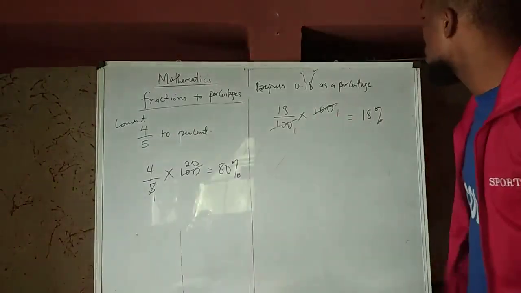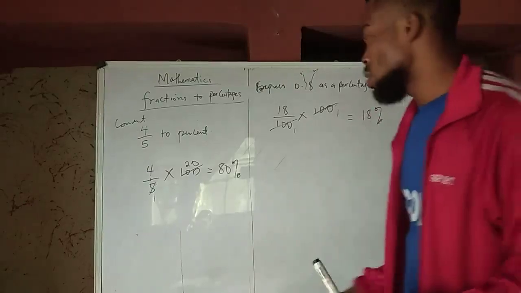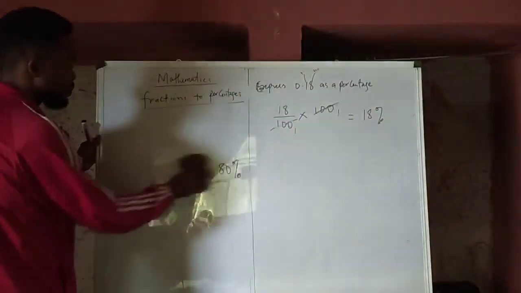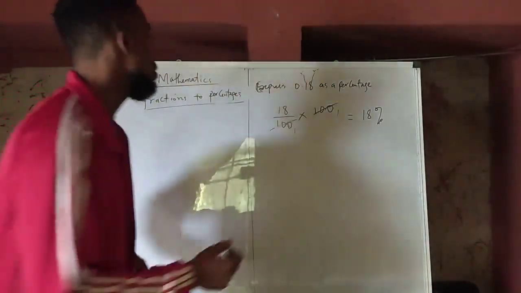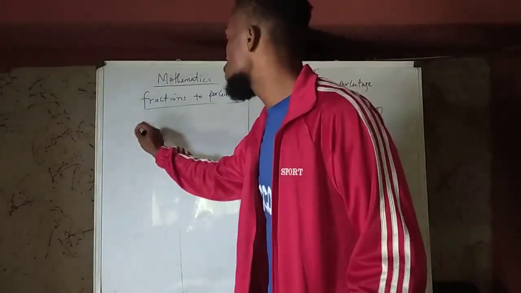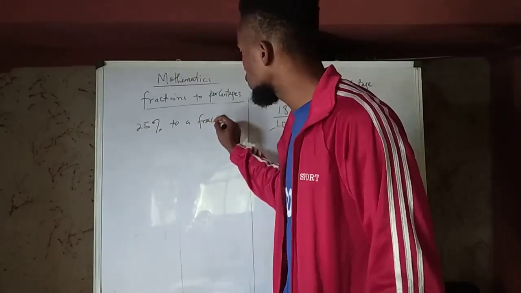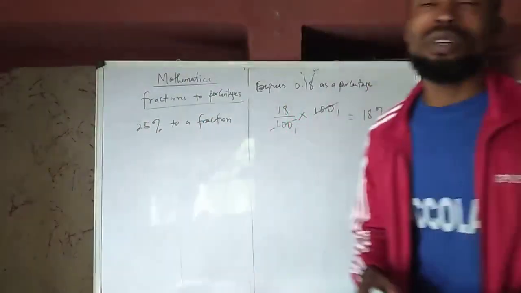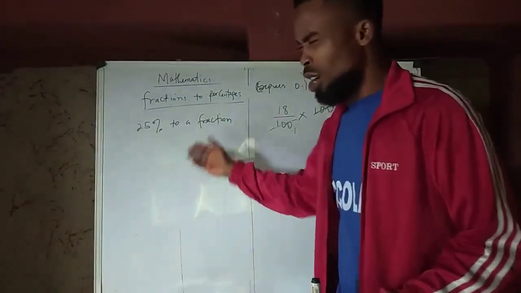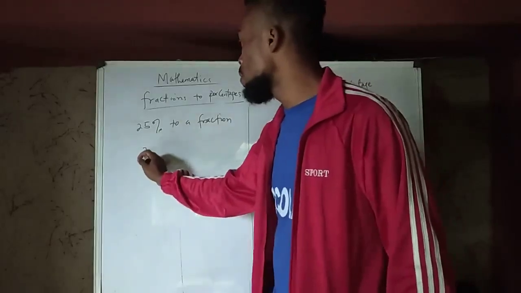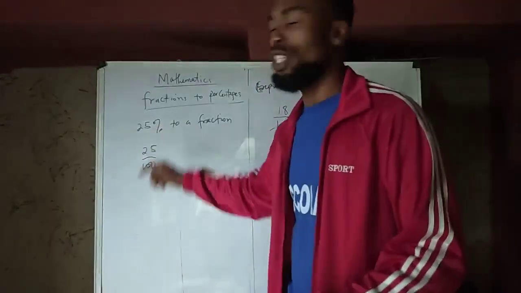Now, let's also move to how you can convert percentages to fractions. Let's say we have 25% to a fraction. If you want to convert 25% to a fraction, how do we do this? So 25% simply means 25 in 100, right? That's what it means. 25 in 100.